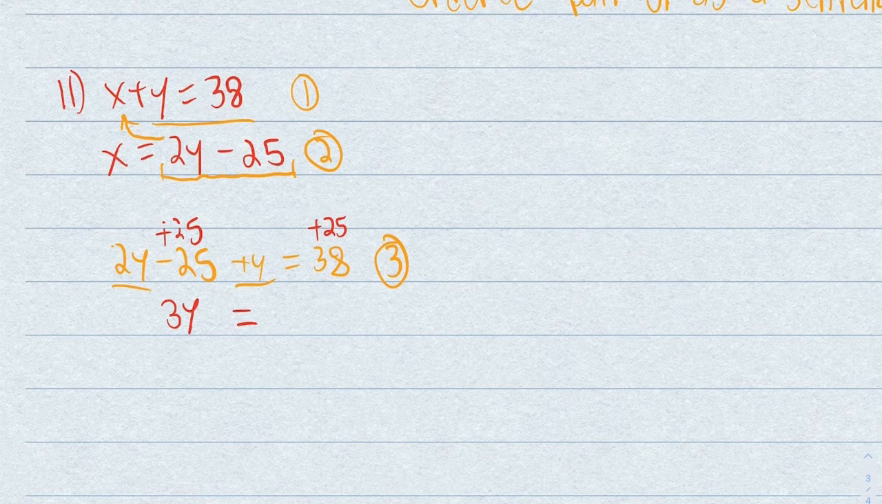38 plus 25, 63. Now we have 3 times y. To remove the 3 times y, we'll divide by 3 because that'll balance that out. And now all we have to do is 63 divided by 3.